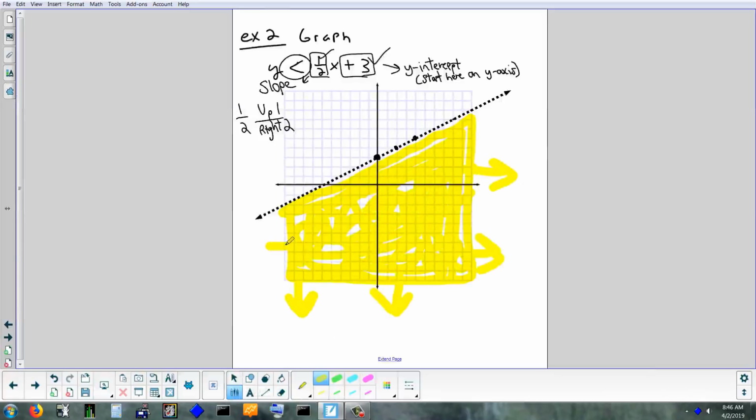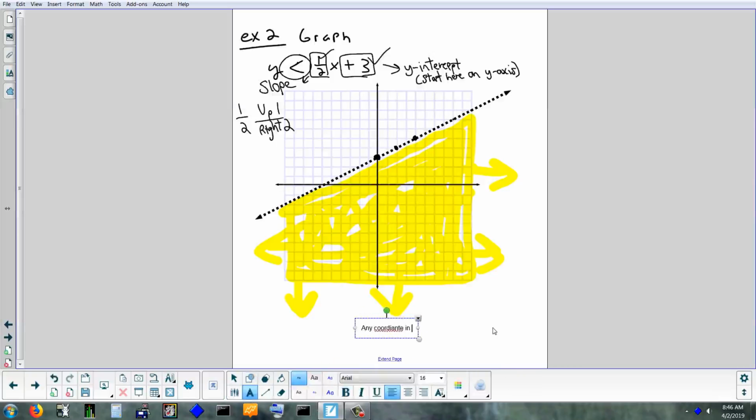And remember, because this is a less than, any coordinate on the line would not work, because it doesn't have the line underneath. It's not a less than or equal to. It's not a greater than or equal to. That's why we make the line dotted, to show that no coordinate on that line could be a solution.